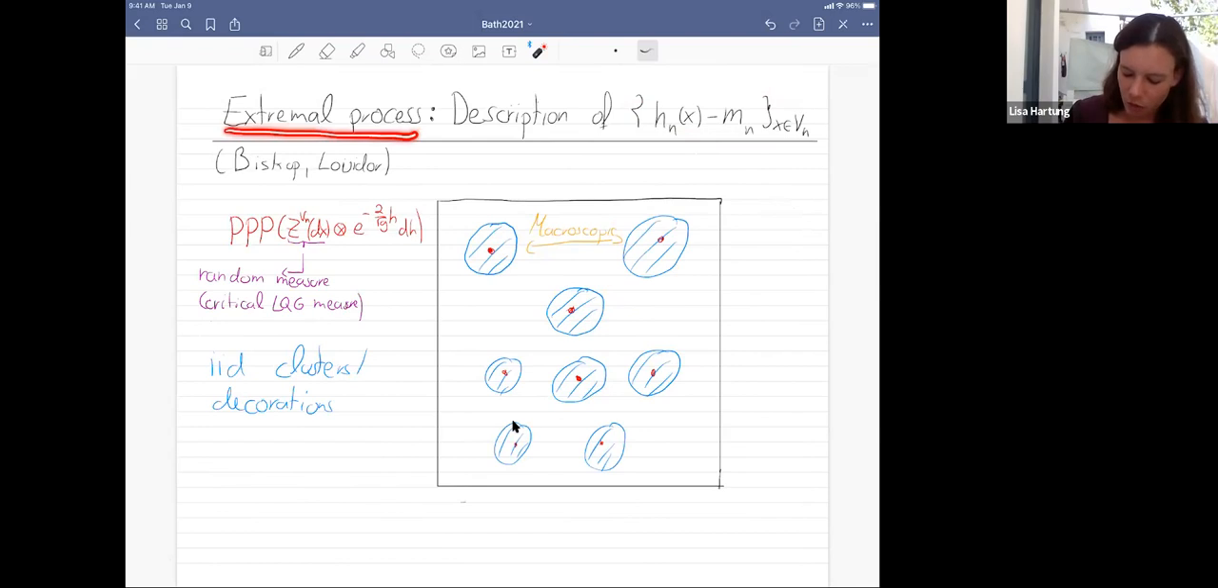We look at the whole field in this box and we subtract from the value of each point the order of the maximum. And we ask, can we describe this point process? As it turns out, you can describe this point process. This was done by this group and Oren Luidor. What you obtain is a decorated Poisson point process.